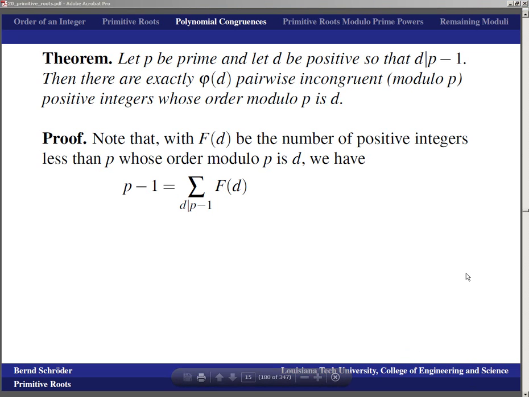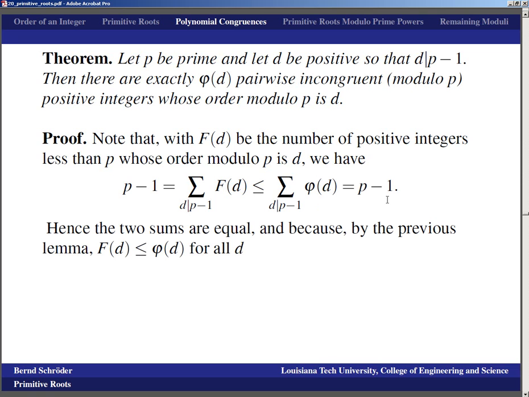And now it is p minus 1. F of d is less than or equal than phi of d, so this is less than or equal than the sum over all d that divide p minus 1 of phi of d, and we know from a theorem about the Euler phi function that that is actually p minus 1 now, and that means that the two sums are equal. We're going to use the previous lemma again, because f of d is less than or equal than phi of d for all d, we have that f of d is equal to phi of d for all d, because a single strict inequality would lead to p minus 1 being strictly smaller than p minus 1, which of course cannot happen.